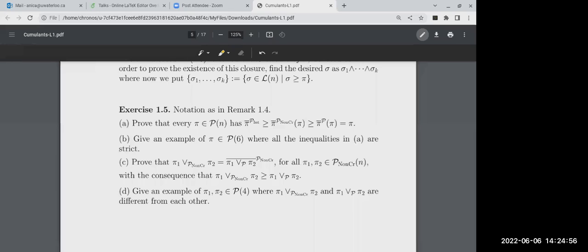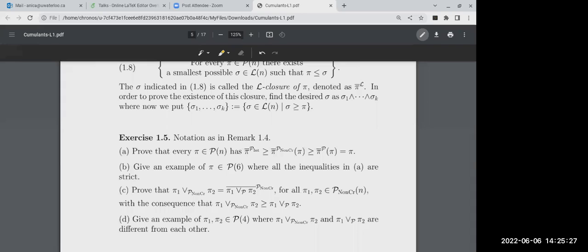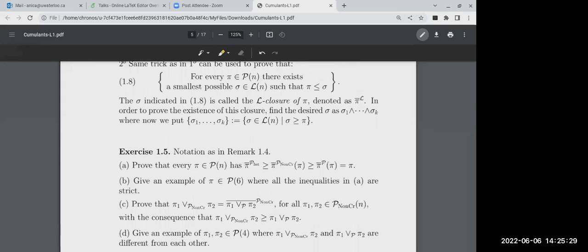So when you take any pi in P of n and start looking at its closures, the smaller the lattice of partitions which you consider, the bigger the closure, which is of course right from the definition. The point is that these may not be equal to each other, and this generates some annoyance in various calculations. For instance, I can solve part B of the exercise.